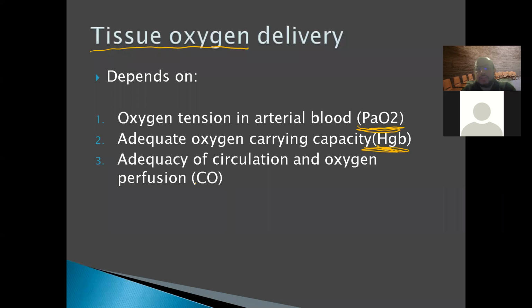The third factor is your cardiac output. How important is it? If you have a baby in shock, then despite good oxygen and normal hemoglobin, if he is in septic shock or cardiogenic shock, he is going to have tissue hypoxia. Hypovolemic shock can affect your hemoglobin too.